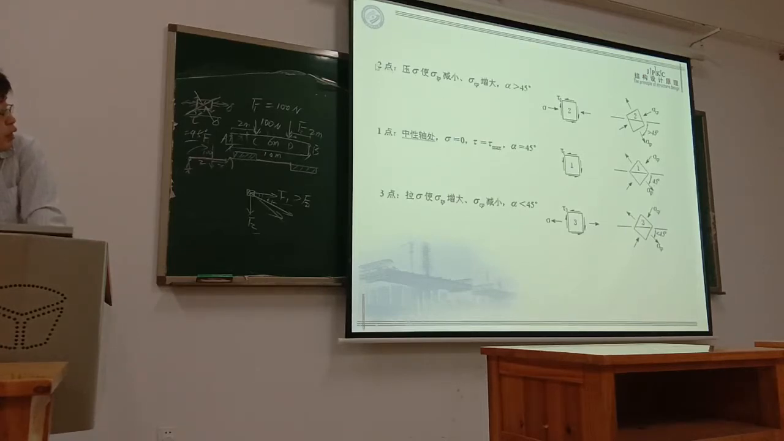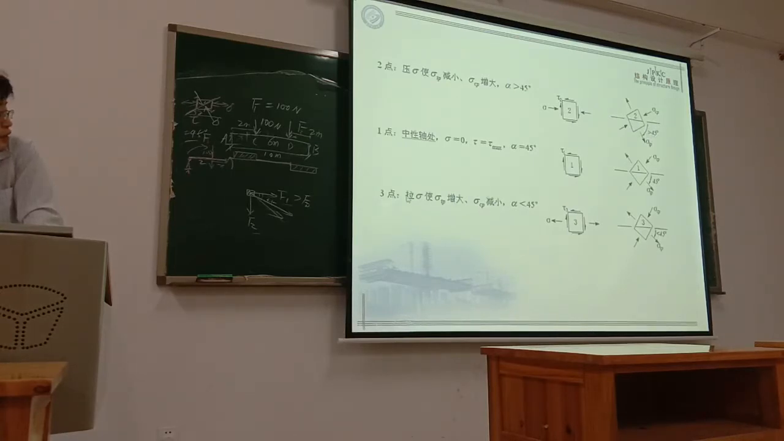And if point 2 is in the compression zone, this compression force makes the principal tensile stress smaller. The principal compression stress is greater. Then in this direction, the angle is larger than 45 degrees.